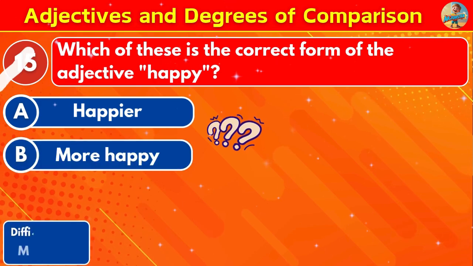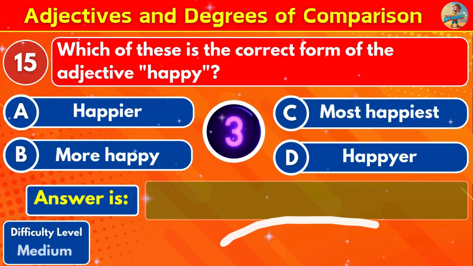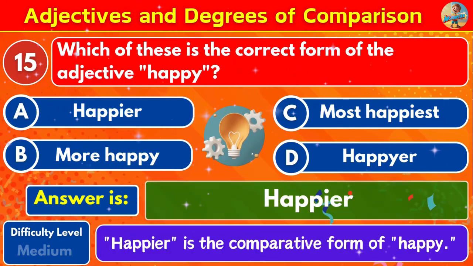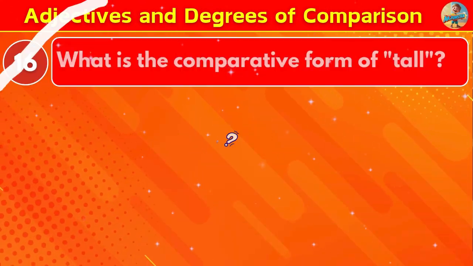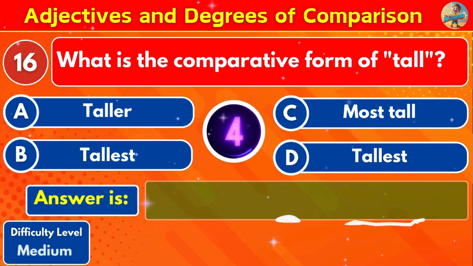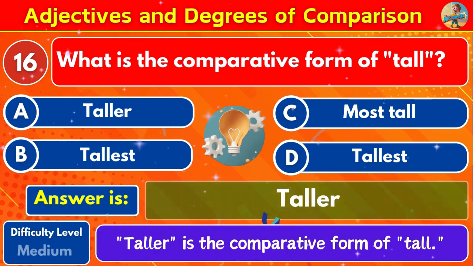Question 15 is, which of these is the correct form of the adjective happy? Answer 15 is happier. Question 16 is, what is the comparative form of tall? Answer 16 is taller.